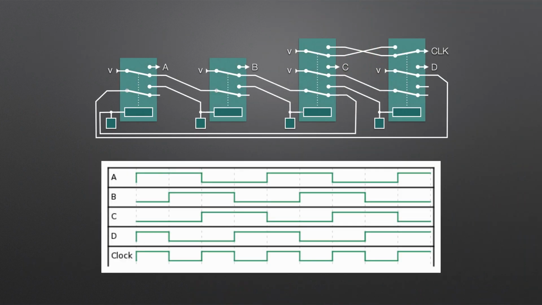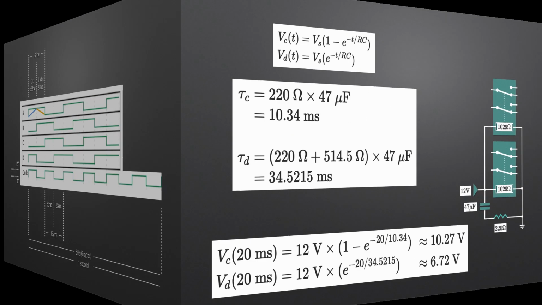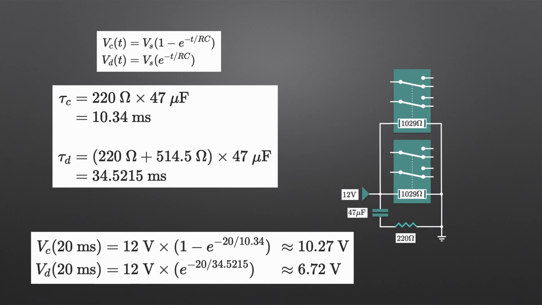I've set out the basic design for a relay ring counter, which can produce a clock signal, and because I want the clock to run at 6 Hz, I was able to work backwards to deduce that each relay in the counter needs to be held on for 83 milliseconds. I didn't quite get as far as achieving that timing, but I did show that I can predict, with reasonable accuracy, the voltage across an RC network after a given time.